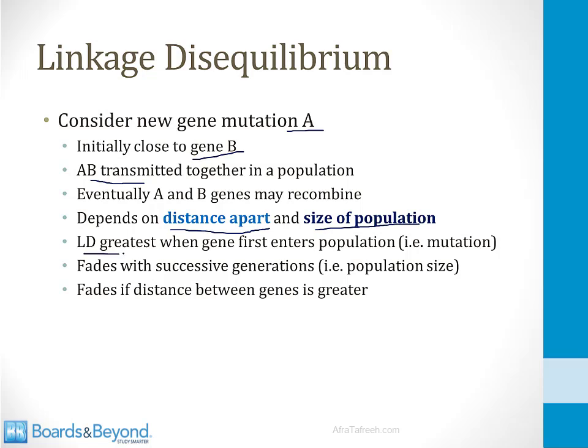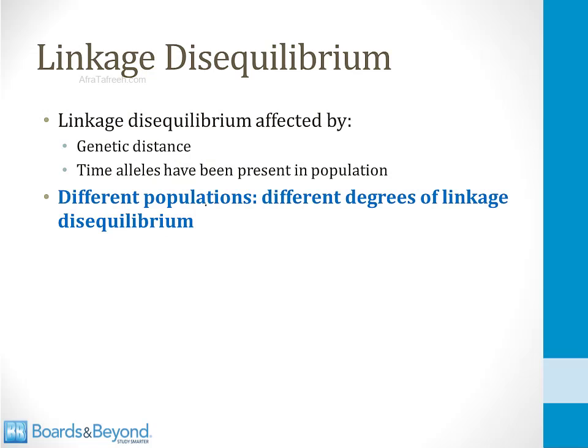The degree of linkage disequilibrium will be greatest when a gene first enters a population, in other words, when the mutation first occurs. In that situation, A and B are going to be right next to each other, and you're not going to find them separated from one another on many occasions. With successive generations, the degree of linkage disequilibrium will fade. In other words, as the population grows, you will see less linkage disequilibrium. It will also fade if the distance between A and B is greater. So I've summarized these points on this slide.